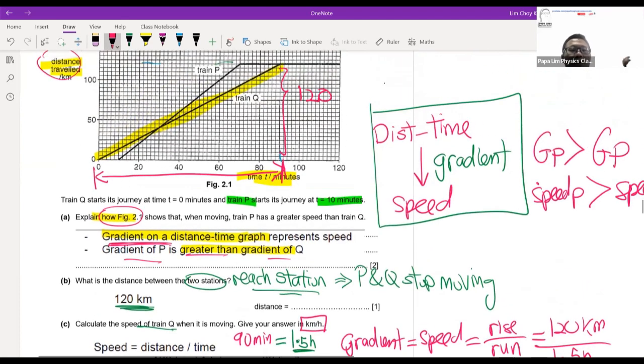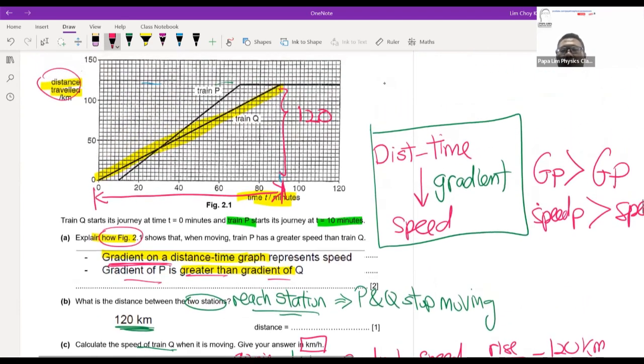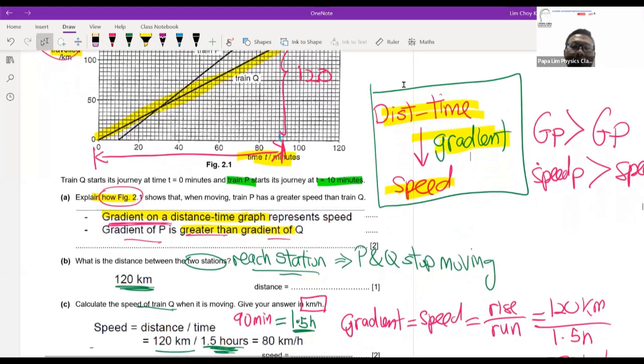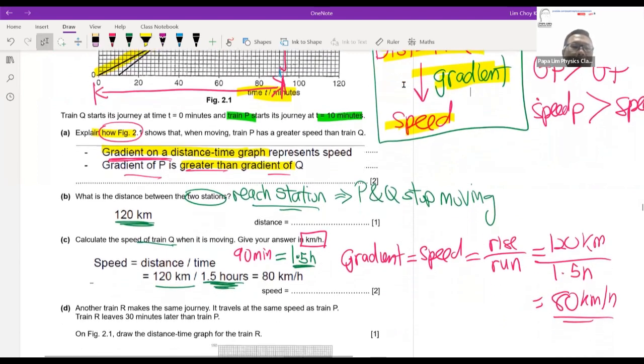What we are looking at here is that the gradient of a distance time graph gives information about the speed of the object. So this is one important fact that we are targeting for students, whether the students know how to manipulate a distance time graph or even a velocity time graph.